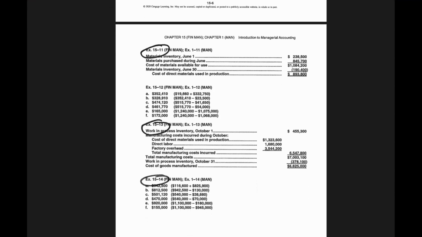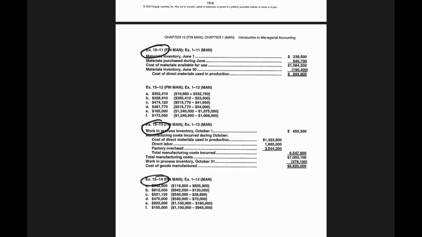Okay, we'll continue on with chapter 15. Number 11 is the first one we'll look at. It's entitled Cost of Direct Materials Used in Production. It asks, determine the cost of direct materials used in production by this company during the month ended June 30th. If you turn to page 765 in your text, there's a layout.